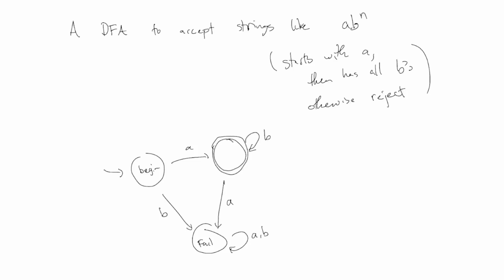I think that does it, right? If we begin with A and then have some B's, it'll just do this and be accepted. But if we begin with A and then have some B's but then an A, that'll fail. And of course, if we don't begin with A at all, that will fail.